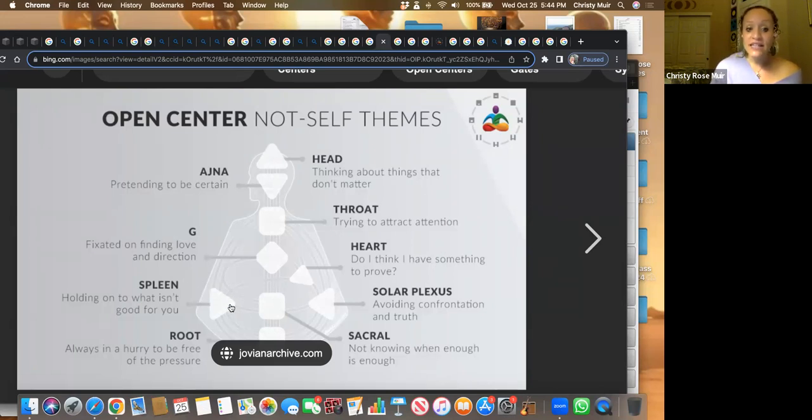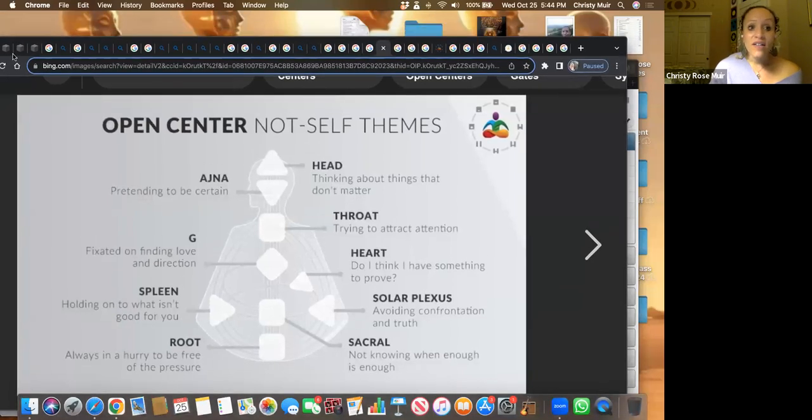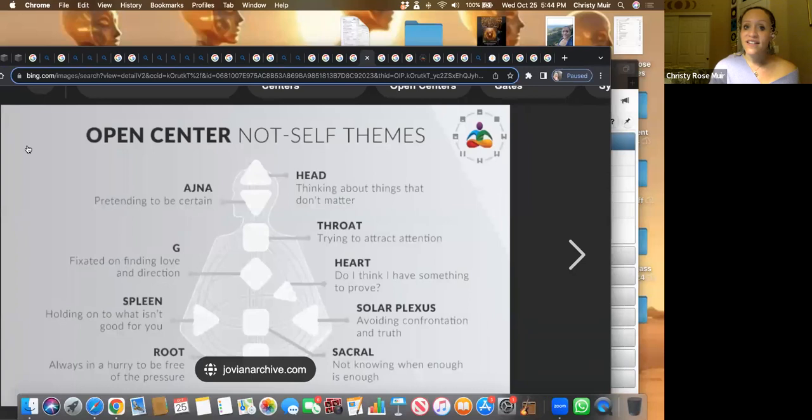An undefined spleen can make you feel insecure about your well being. And so you'll tend to hold on to people and places and jobs and situations that once brought you a sense of well being, even if they don't anymore. And so these are other bits of information that are very valuable that are going to come to you through understanding and seeing your specific body graph.